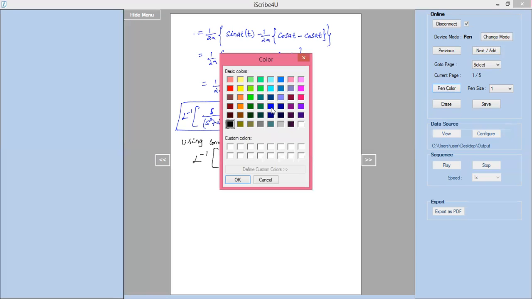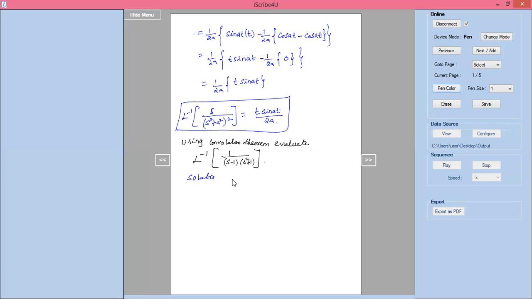We can see the solution. 1 divided by s minus 1 into s square plus 1. This only I'll write as 1 divided by s minus 1 into 1 divided by s square plus 1. Let f bar of s equal 1 divided by s minus 1, and g bar of s equal 1 divided by s square plus 1. Now, the product of two functions I have expressed, and I am simplifying that.